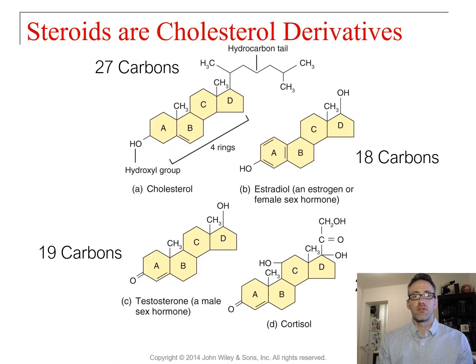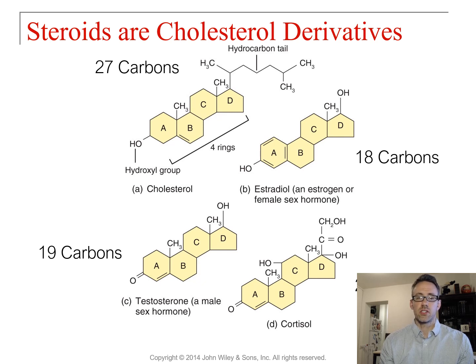So the hormones I was referring to on the last slide, aldosterone, cortisol, androgens like DHEA, are all derived from cholesterol, and they're known collectively as steroids. So all the steroids that are produced in the adrenal cortex are derived from cholesterol. That's the precursor.